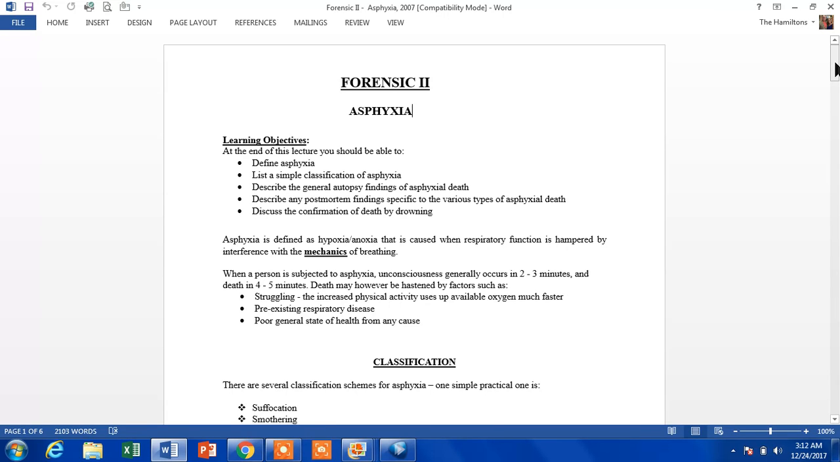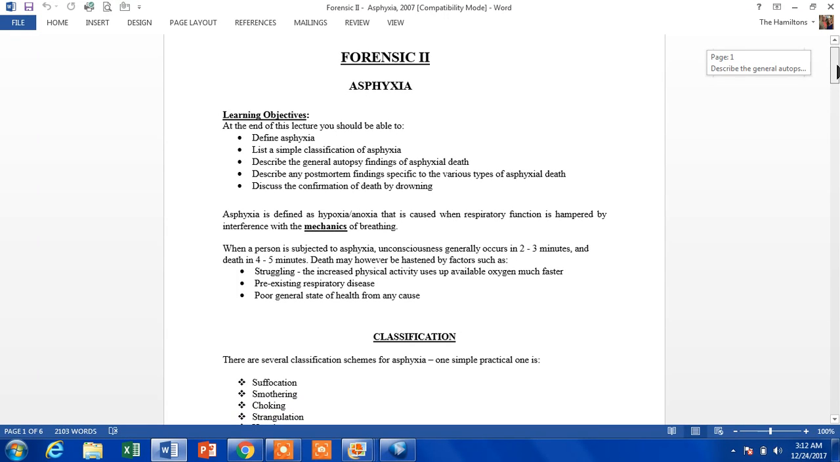It's about asphyxia. It says, learning objectives. At the end of this lecture, you should be able to define asphyxia, list a simple classification of asphyxia, describe the general autopsy findings of asphyxial death, describe any postmortem findings specific to the various types of asphyxial death, discuss the confirmation of death by drowning.